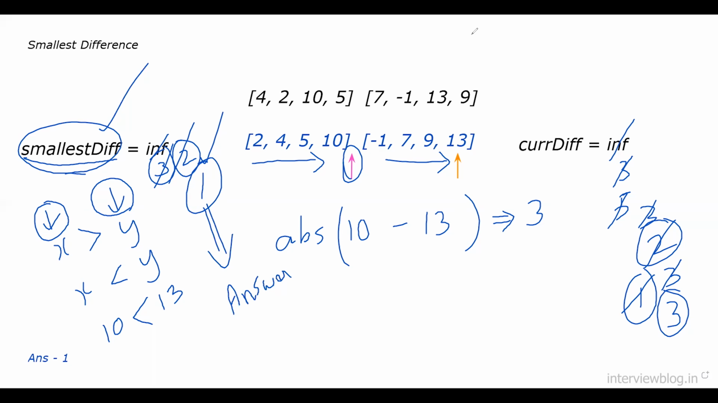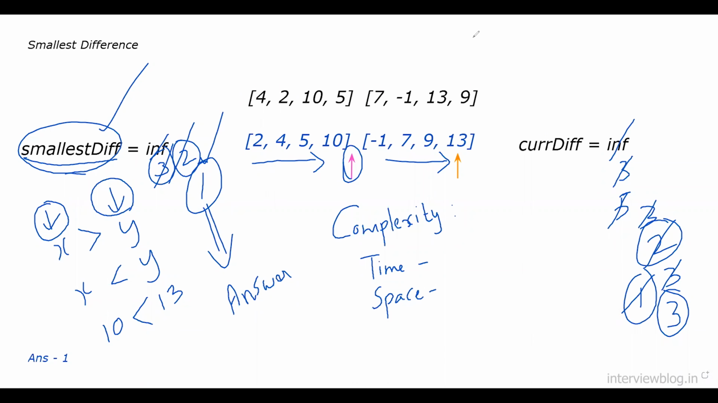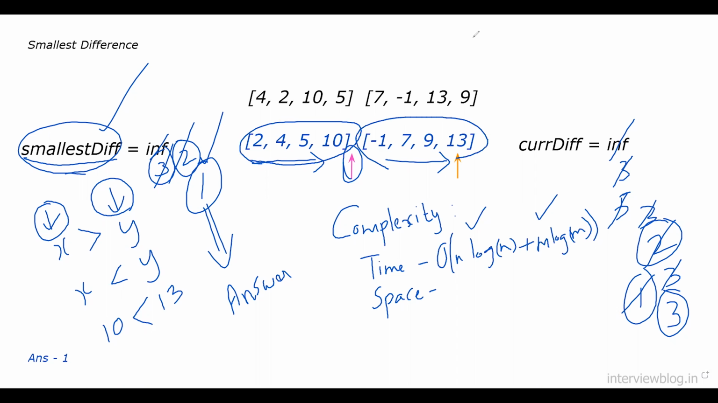Let us now analyze the complexity of our solution. So the time complexity of our solution tends to be big O of n log n plus m log m, where n is the length of the first array and m is the length of the second array. So why is it n log n plus m log m? It is because we are initially sorting the given input arrays. Hence, our time complexity tends to be n log n plus m log m.